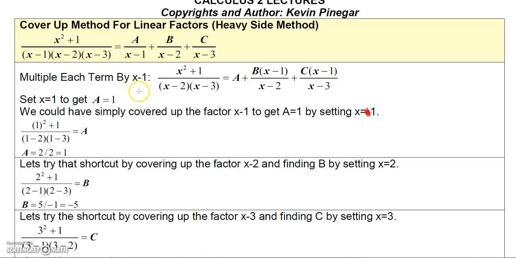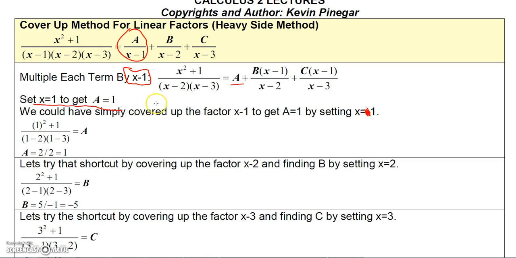Well, there's three things we can do here. First of all, let's say we're going to multiply everything by only the first linear factor, x minus 1. So if we multiply the left by x minus 1, we would get x squared plus 1 over x minus 2 times x minus 3. And then in this term, the x minus 1 would cancel, so I'd get A. But then I'd have to multiply each of these by x minus 1. So now let's set x equal to 1, and then we'll get that A is 1.